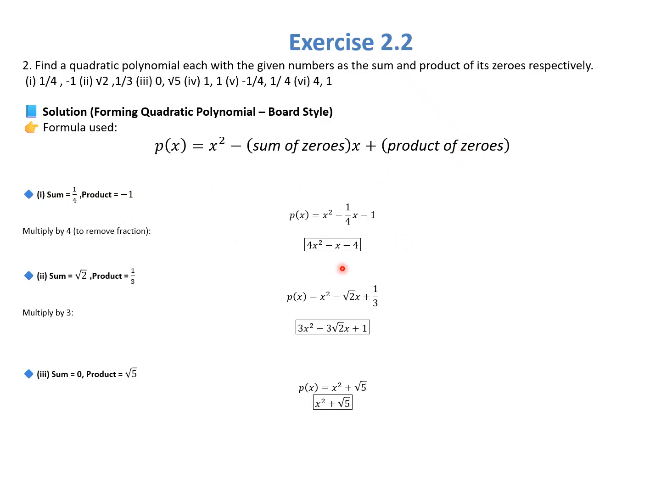We'll solve the equation here. Likewise, the sum is root 2 and the product is 1 by 3. We again create an equation and solve it here. The sum is 0 and the product is root 5. So for 0, we do not have any value, which means we do not have any coefficient for x then. So we have the equation x square plus root 5. Similarly, we have solved another two questions in the next slide. So let's move to the next slide.